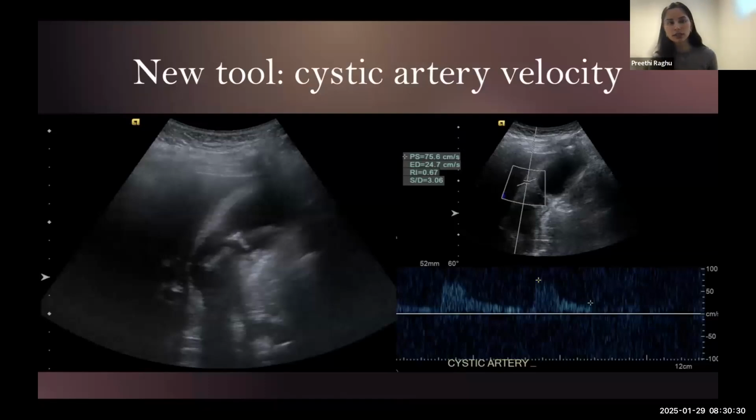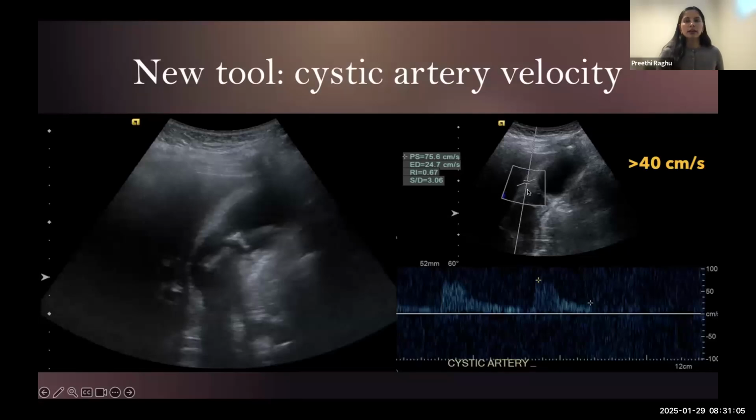There is a new tool that you may see us mentioning in our reports from time to time, which is the cystic artery velocity. And this research was done during my time at Stanford. It's useful for patients like this, where maybe we have gallstones and some mild wall thickening, but the patient is on analgesics or sedation, or we just can't tell if there are any other ancillary features for acute cholecystitis. So for these equivocal cases, we'll check the cystic artery velocity.